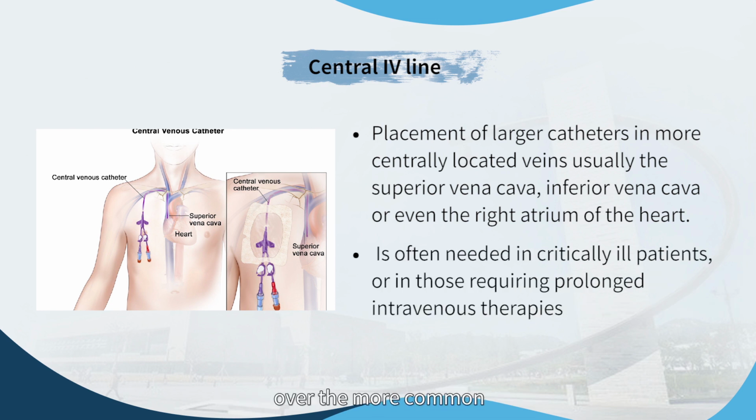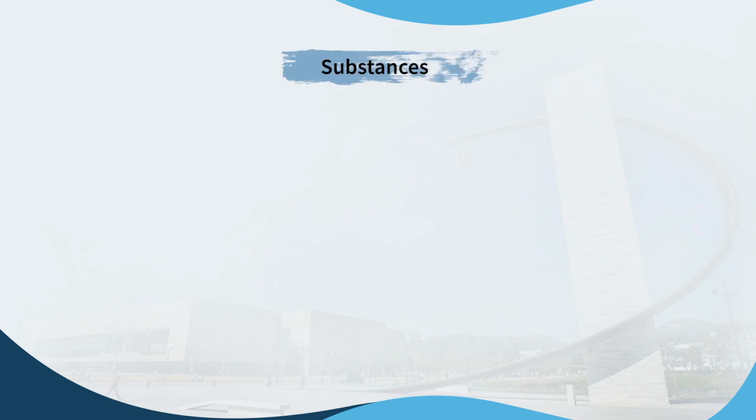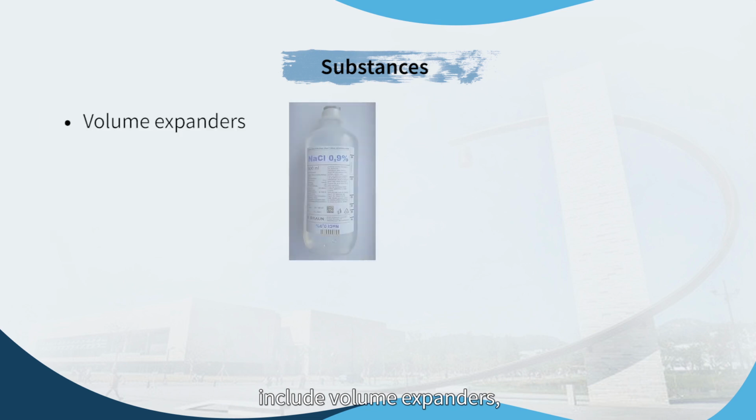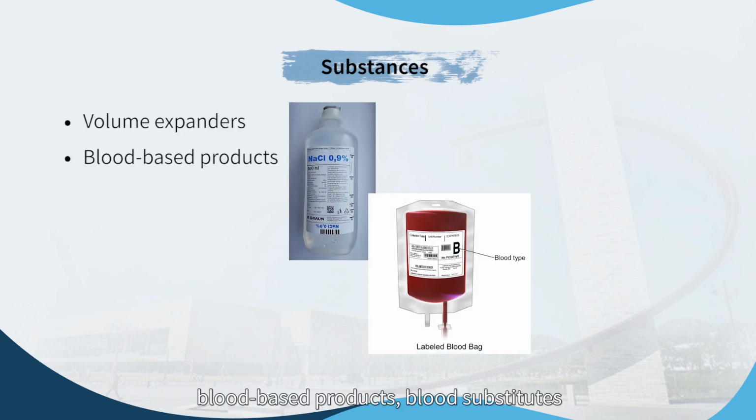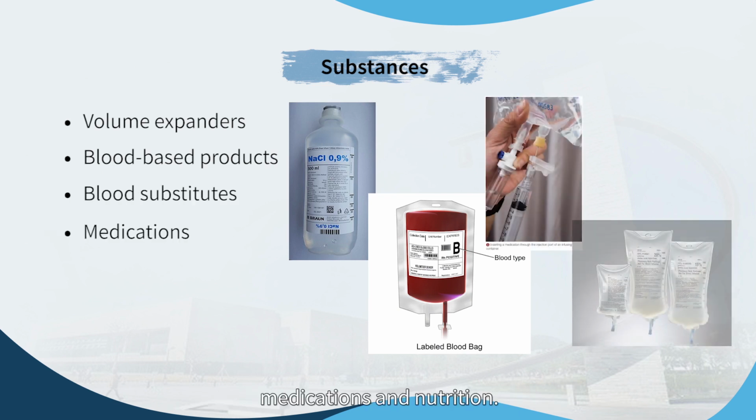Indications for a central line over the more common peripheral IV line are usually poor peripheral venous access for a PIV, or when patients would require infusions over a prolonged period. For example, when the substances to be administered could irritate the blood vessel lining, such as some chemotherapy regimens. Medical use. Substances that may be infused intravenously include volume expanders, blood-based products, blood substitutions, medications, and nutrition.